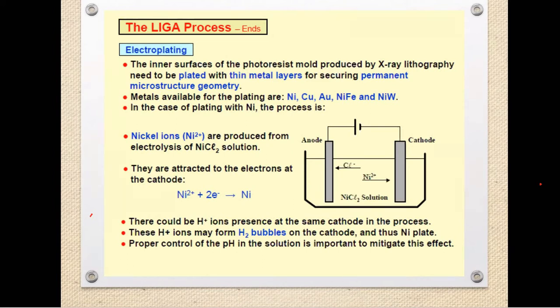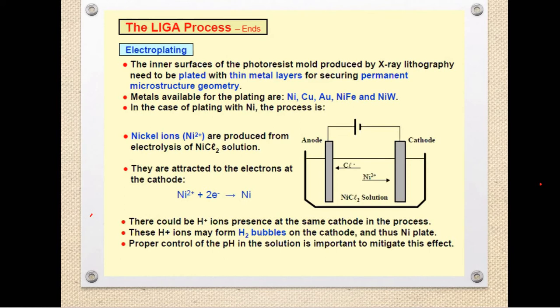We need to control the pH, the temperature, and the current density in the electrolysis process. We are producing nickel plating, and there is non-uniformity because of the hydrogen gas, since the electrolysis process produces hydrogen. So we need to take care by what?